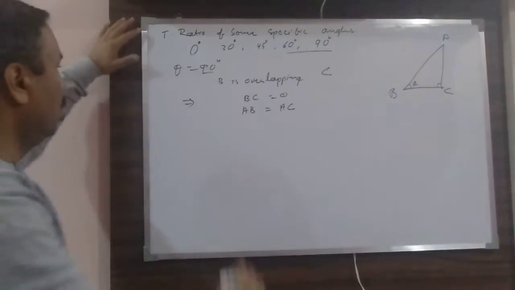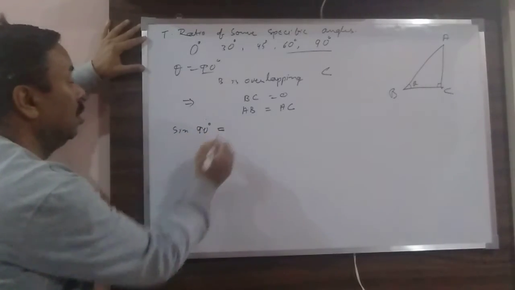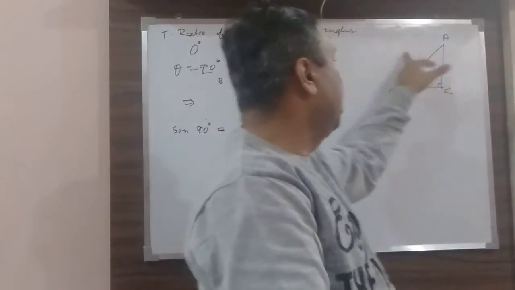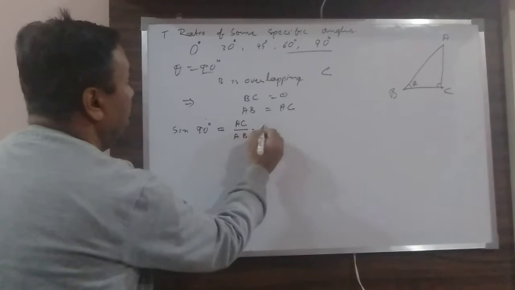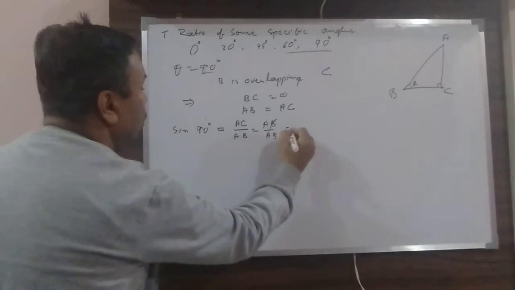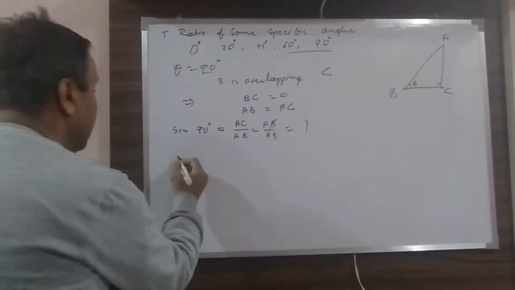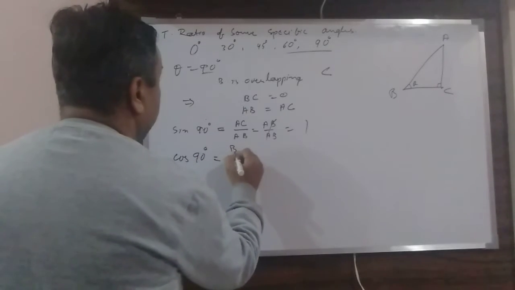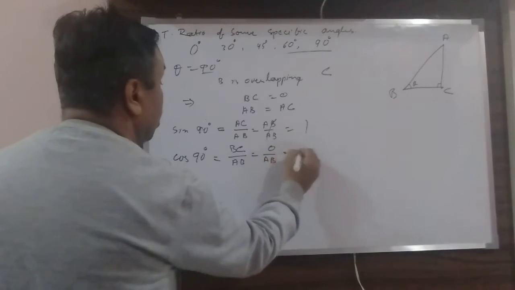So what will be sine 90 degree? Sine 90 degree is opposite by hypotenuse. So AC over AB, but AB and AC are equal. So AB over AB, they both will get cancelled and it will be equal to 1. Cos 90 degree is BC over AB, but BC is equal to 0, so it will become 0.